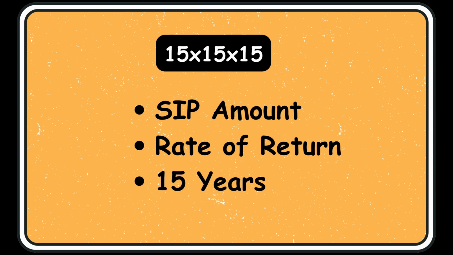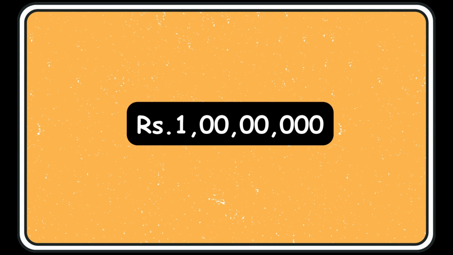So as an investor, if you do a 15,000 rupees monthly SIP, which has the potential to deliver 15% return, and you are doing the same for 15 years, at the end of 15 years the overall portfolio value will be approximately 1 crore. So this is a very simple rule, right? 15,000 rupees for 15 years at 15% will give you 1 crore.